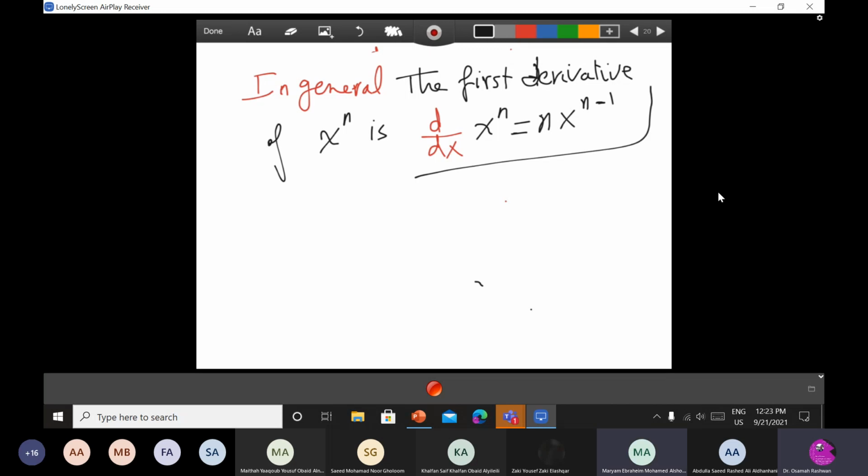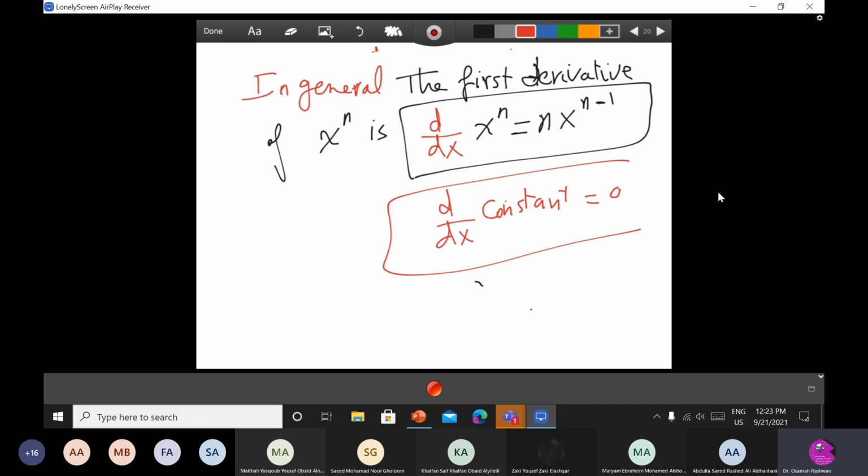This is the most important. Sorry? هاي بتكون قاعدة؟ Yes. And remember d by dx for any constant equal to what? 0. Okay? Catch it?